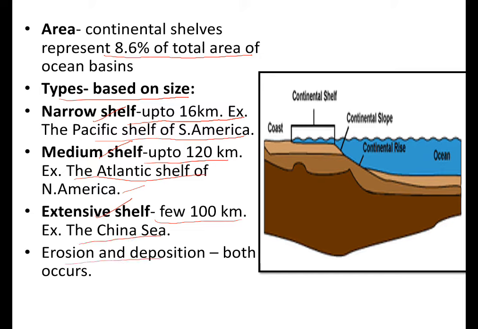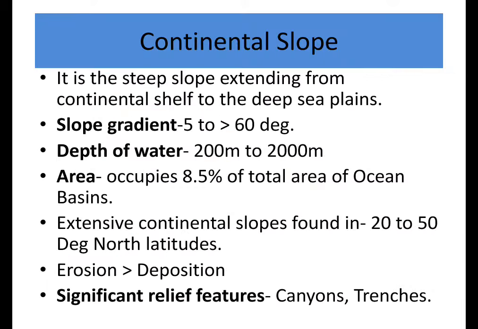Erosion and deposition, both processes occur here because it's gently sloping towards the sea. Depending upon the force of the waves and the tides coming towards the sea, depending upon the energy of those waves, it can erode this region, the continental shelves, as well as it can deposit the material. So here both processes occur.